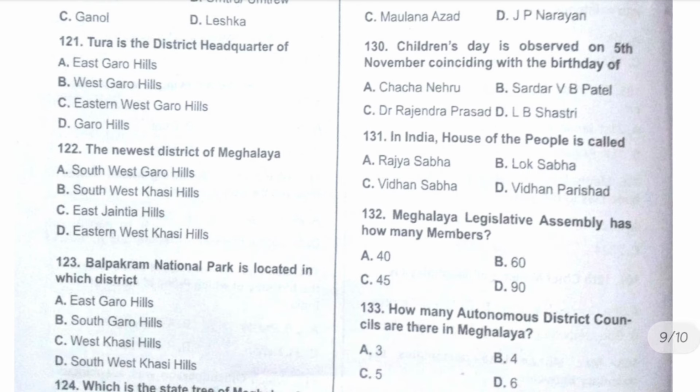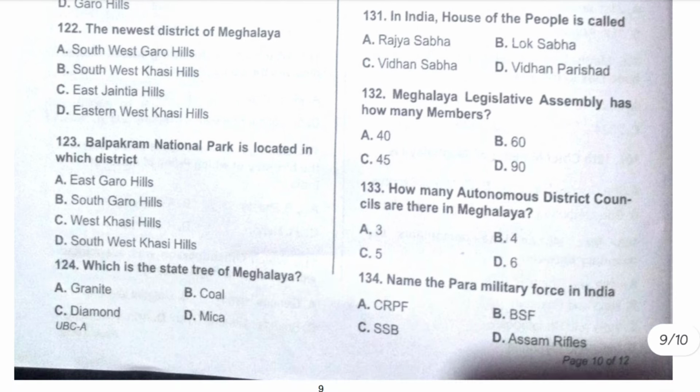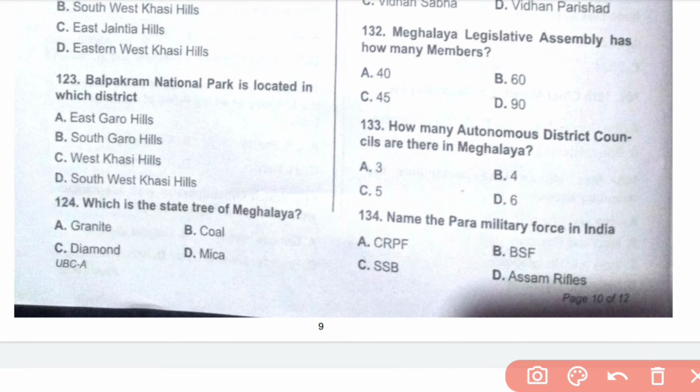130. Children's Day is observed on 14 November, coinciding with the birthday of Chacha Nehru, Jawaharlal Nehru. In India, the House of the People is called the Lok Sabha. The Meghalaya Legislative Assembly has how many members? 60. How many autonomous districts are in Meghalaya? 3: Garo, Khasi and Jaintia.